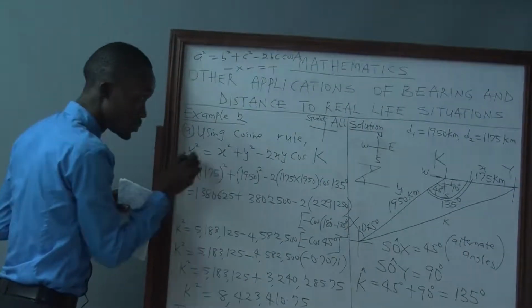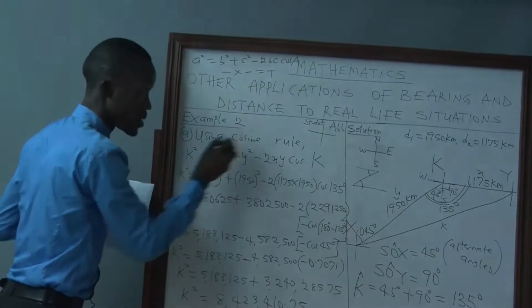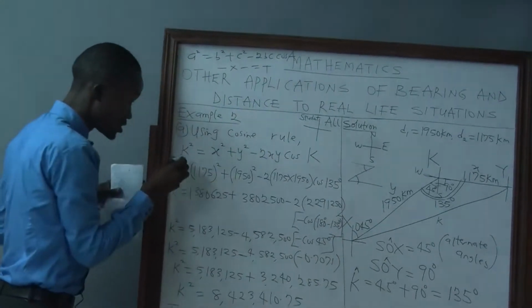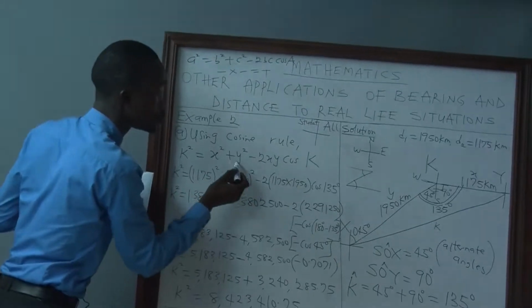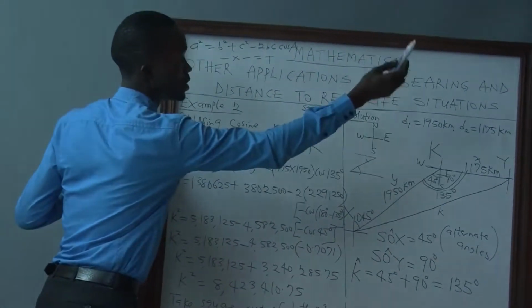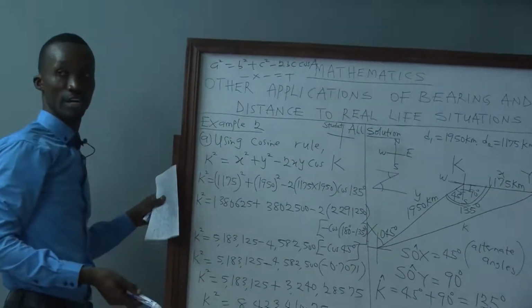If this one is small m, this one will be cos capital M. If this one is small n, this one will be cos capital N. And these two will be the values of the sides that we already know.